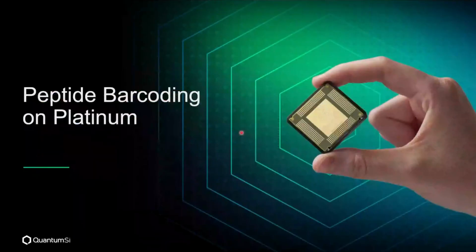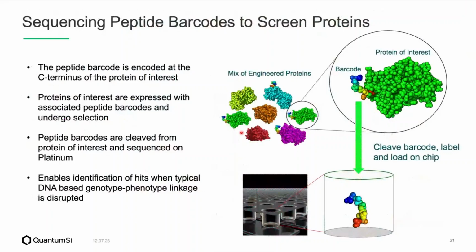And with that, I'd also like to tell you a little about another application on Platinum, which is that of peptide barcoding. Peptide barcoding is a process that is analogous to DNA barcoding, in which you can essentially tag mixtures of samples to identify them later through downstream screening processes.